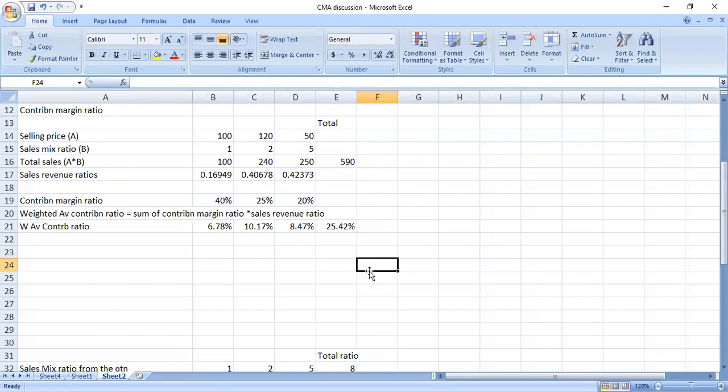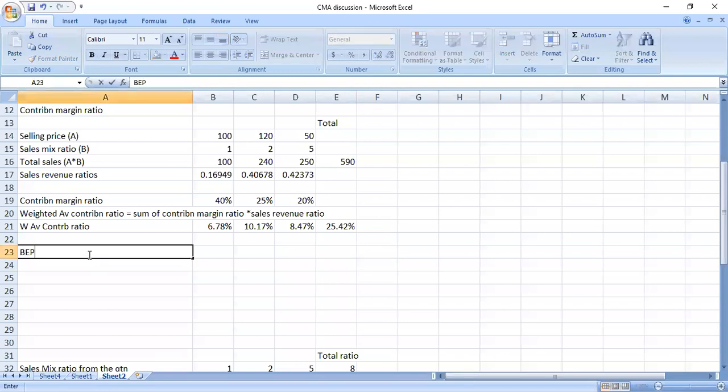It's 25.42. So that means you can compute the amount in dollars, since we are dealing in dollars. In other words, you take the total fixed costs, the 120, and divide it by the weighted average contribution margin ratio, the total that we've got, 25.42%.